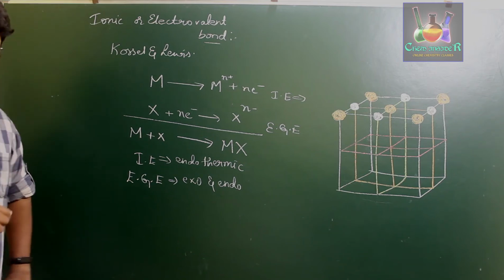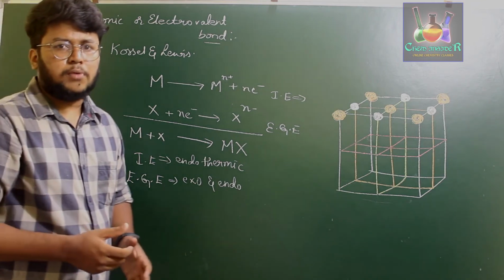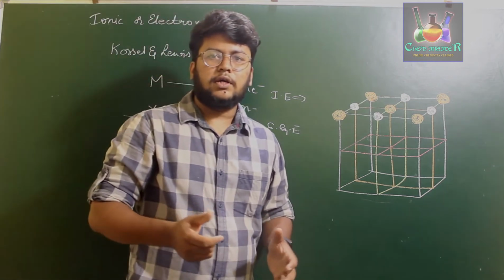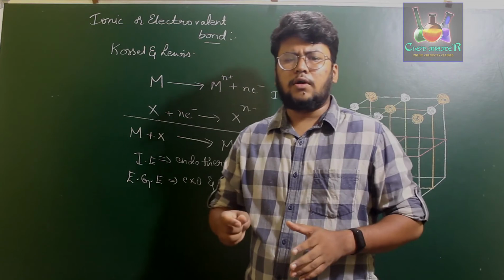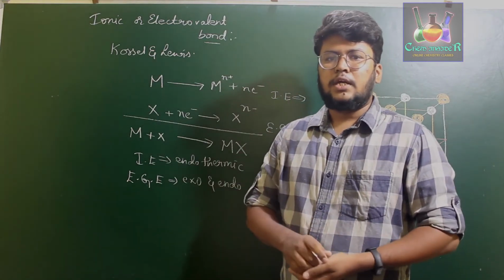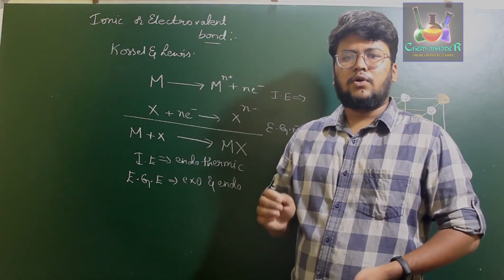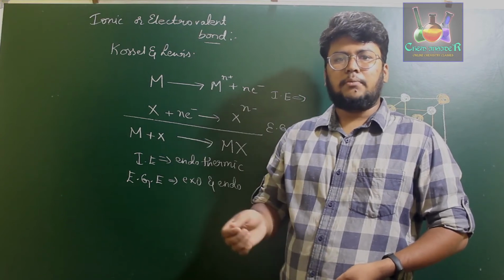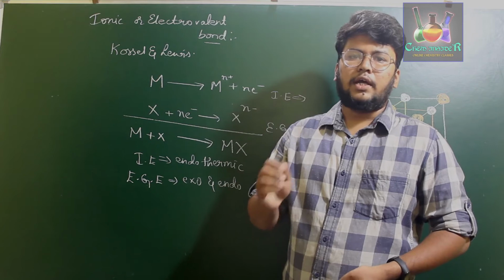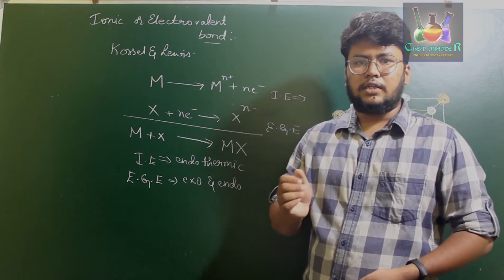Now, what is the criterion to form an ionic bond or electrovalent bond in a simple manner? For a molecule to form an ionic bond with very much ease, it has to have a very low ionization enthalpy, and the other element should have a very high negative value of electron gain enthalpy.